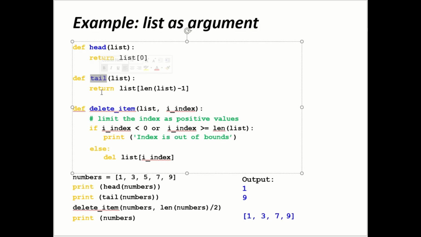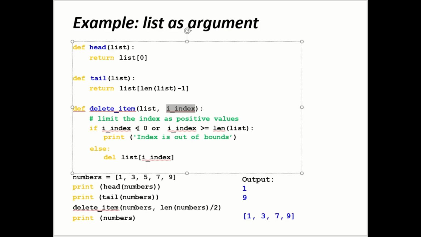If we call tail, it returns what element? A list, variable name, in brackets, the length of the list minus 1. So remember, length would start at 1, it wouldn't start at 0, so you need to take that 1 off at the end. And then finally, delete item, which takes 2 parameters, a list and an index.